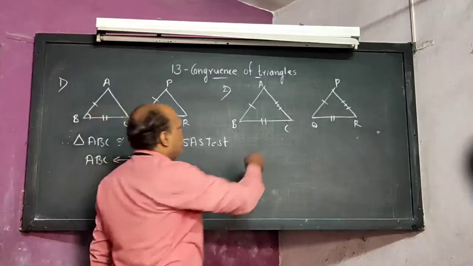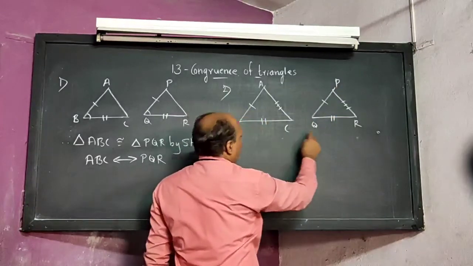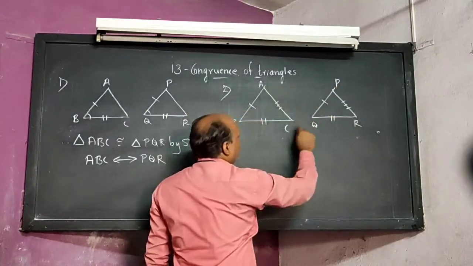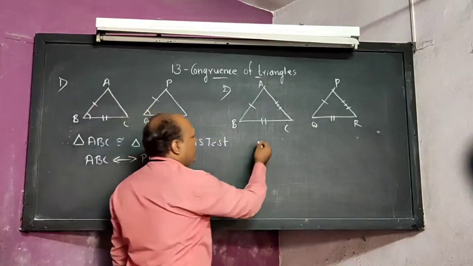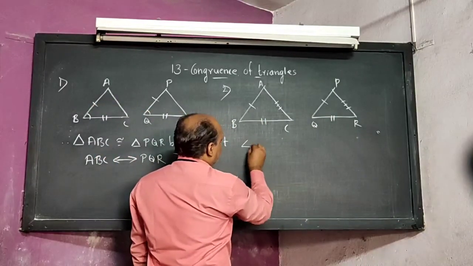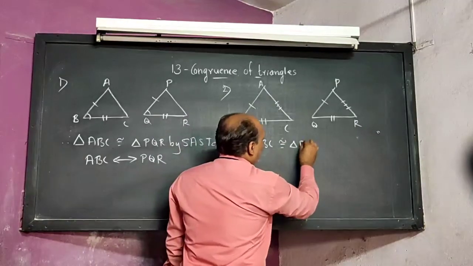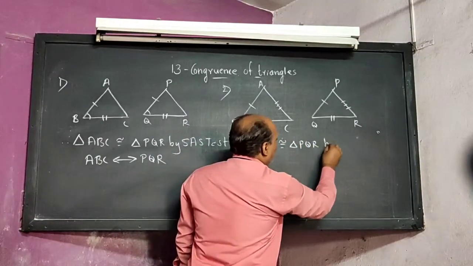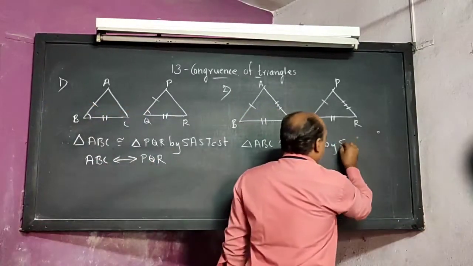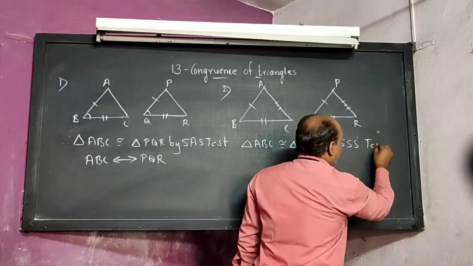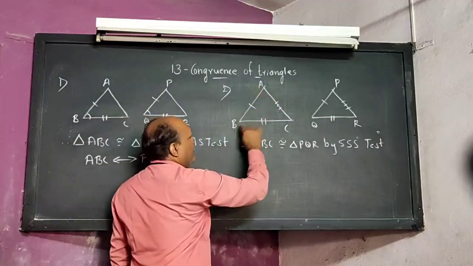And the second one, here we can see that AB is congruent to PQ, BC is congruent to QR, and AC is congruent to PR. From the marking we can identify that the triangle ABC is congruent to triangle PQR. All the three sides are marked. That means the triangles are congruent by side side side, SSS.